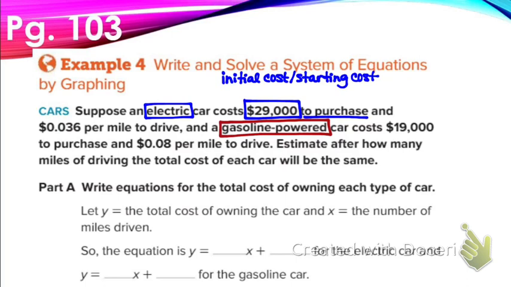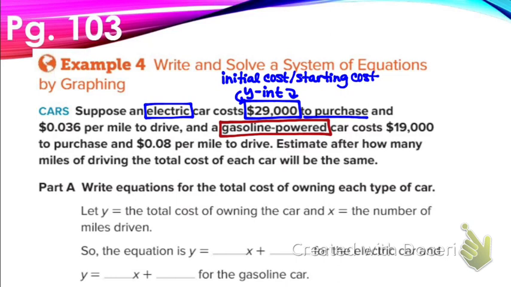Does anybody know on the graph where I would see the initial or the starting amount? Y-intercept. Anytime we see the initial amount or the starting amount, that's what goes on my y-axis. That's my y-intercept. So I pay $29,000 for this car and I never spend another dime on it. It continues to cost me money.